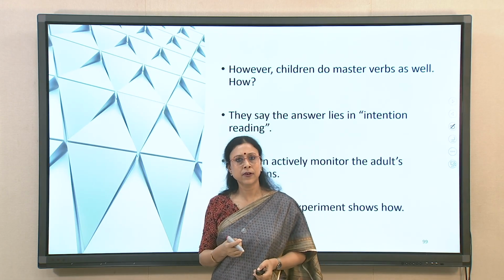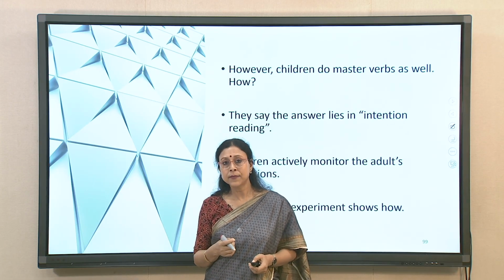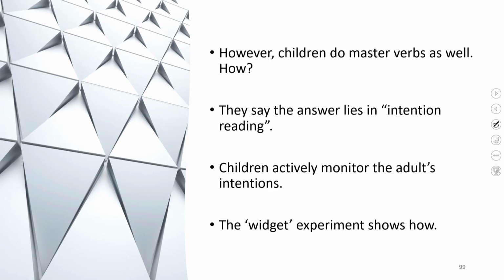But children do learn verbs, we all know that. So, how do they learn? Now, this theory says that we have an answer. What is the answer? The answer lies in intention reading. What is the person trying to say? Whatever action the other person is referring to, that intention the child can read. So, they can actively monitor what the intention of the other person is.